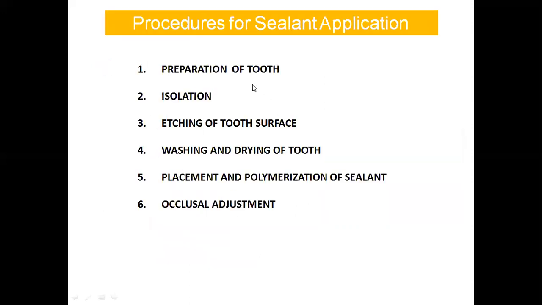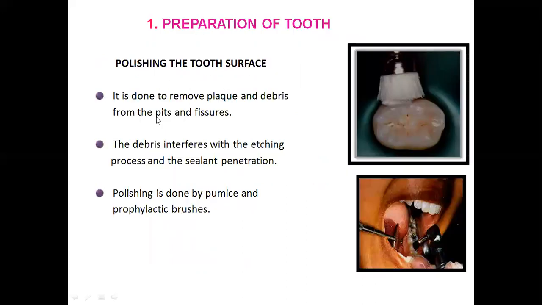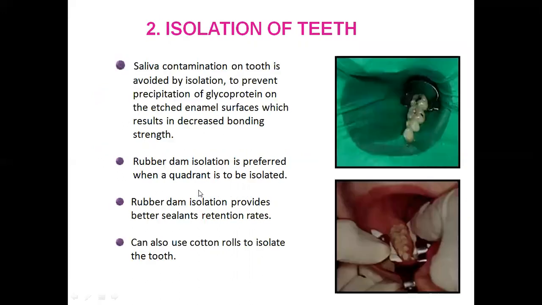Then these are the 6 steps of sealant application. First, we prepare the tooth. We cleanse the occlusal surface of the teeth so that all the plaque and debris present in the pit and fissure is removed. Also, when the pit and fissures are clean, the etchant can easily penetrate. Polishing is done with pumice and prophylactic brushes. Then we isolate the tooth with cotton rolls.